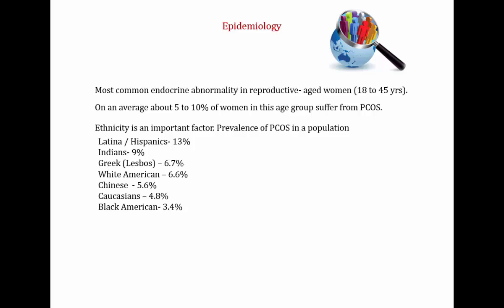On average, about 5 to 10% of women in this age group suffer from PCOS, and ethnicity is very important because there is a great difference in the prevalence depending upon the population. For example, the most prevalent, as is reported, is in the Latino population, that is the Spanish population, and they have about 13% prevalence rate, which is quite high. Then Black Americans, on the other hand, have a low 3.4%. So you can see the difference here. There is no finding on the Arab population to date. We don't know how prevalent it is in the Arab population.